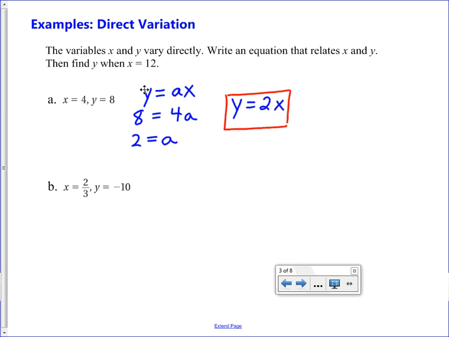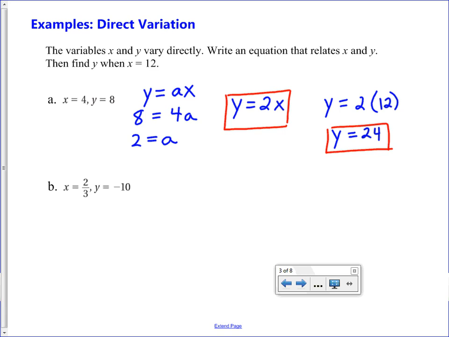Then it wants us to use our equation to find y when x equals 12. We change x to 12 and solve: y equals 24, and I'll also put a box around that. That is the second part of my answer. So we came up with the constant of variation, wrote the equation using that a, and then plugged in 12 for x to figure out our new y value.